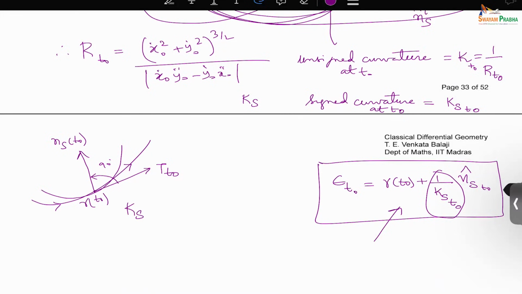You must understand that if I put unsigned curvature there, then this plus may not hold, you may have a minus. But I want to always write it with a plus. And that's the reason why I put a sign to the curvature.